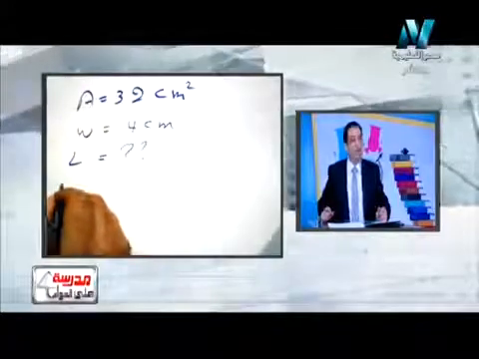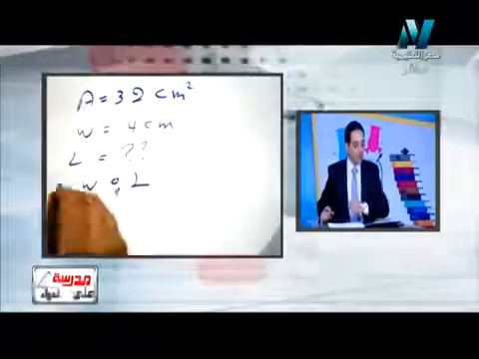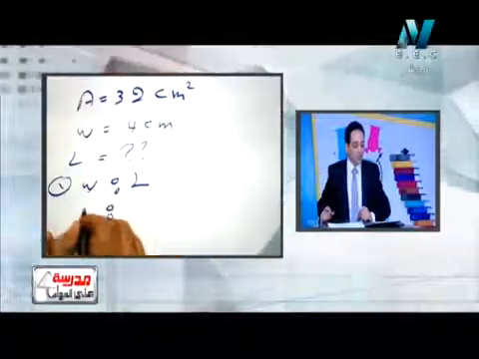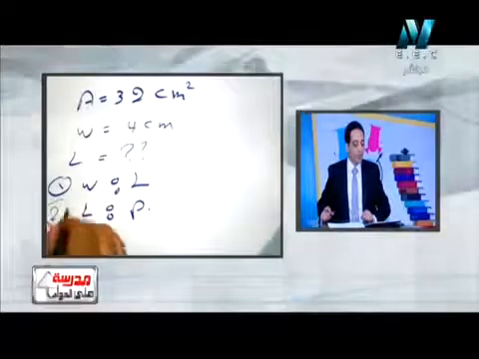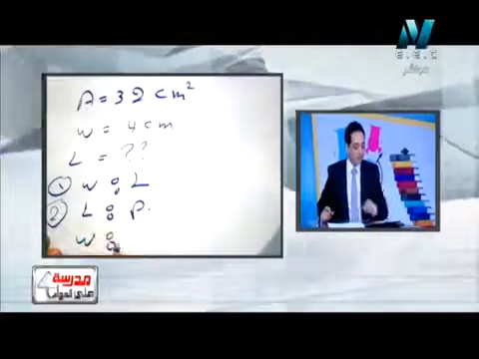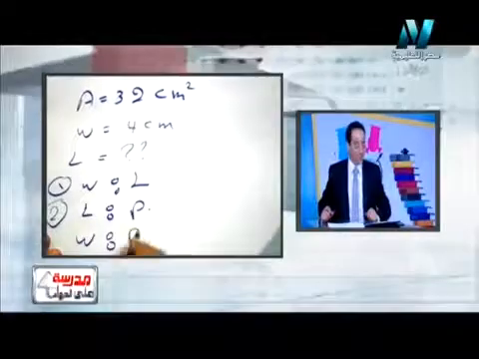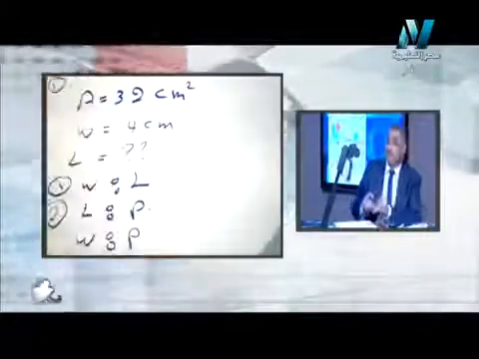The ratio between the width and the length. And another one, the ratio between the length and the perimeter. And the ratio between the width and the perimeter. This is it, and the perimeter. It's a very important story problem. It's a very important idea.